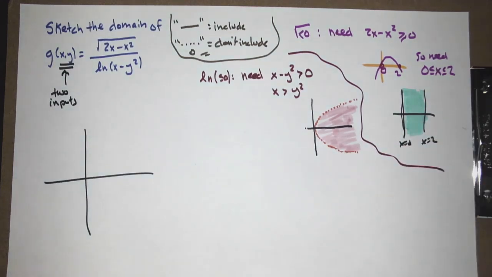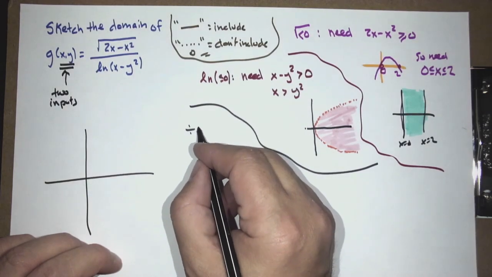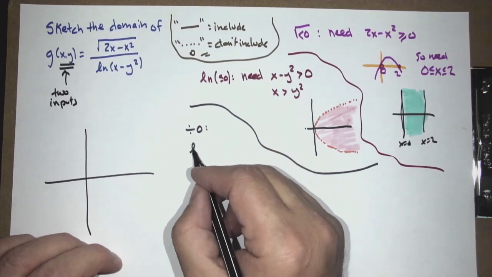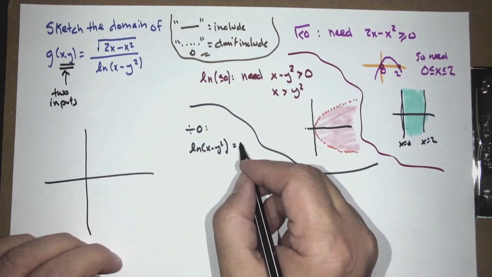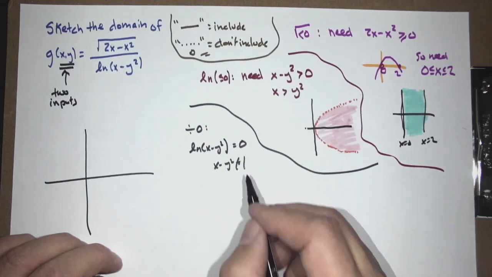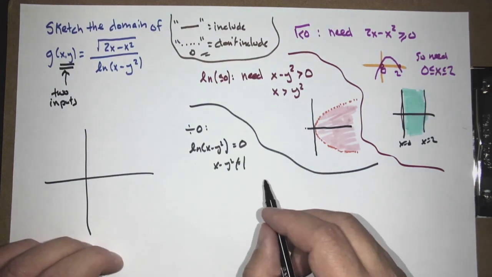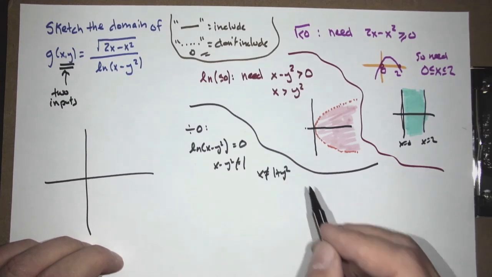Anything else? x minus y squared can't equal 1. Why can't x minus y squared equal 1? Because then ln of x minus y squared is 0. Okay. So divide by 0 is bad. So we can't have log of x minus y squared equals 0. That says x minus y squared can't be 1. So that says x cannot be 1 plus y squared.